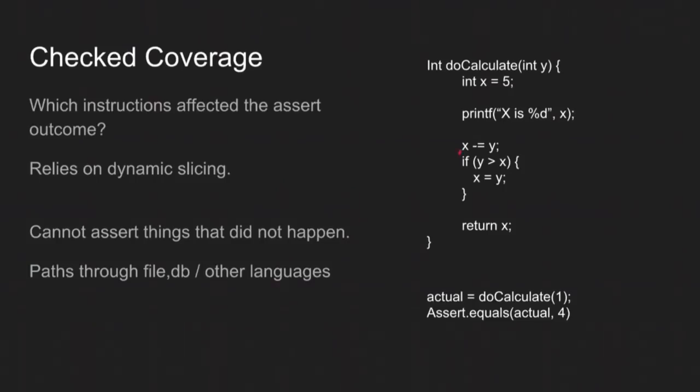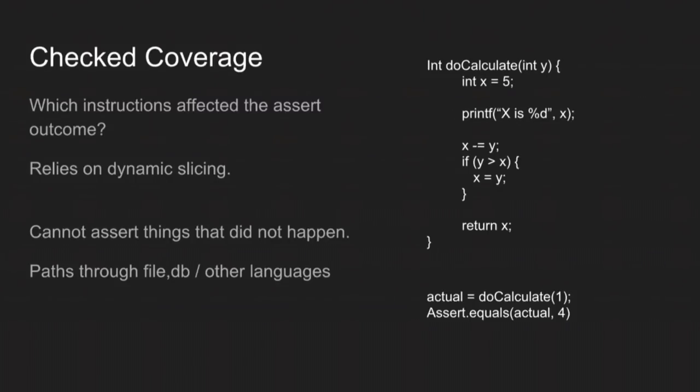The other lines here, if I send it a 1, then Y is 1, then X becomes 4, right? And then we have a 5 is larger than 4. Okay, and we sent it a 1, right? 1 is larger than 4? No, it's not. So we don't go in here. So both statement coverage and checked coverage won't include that. And then the return statement is always included because we need the value back and stuff like that. Okay.